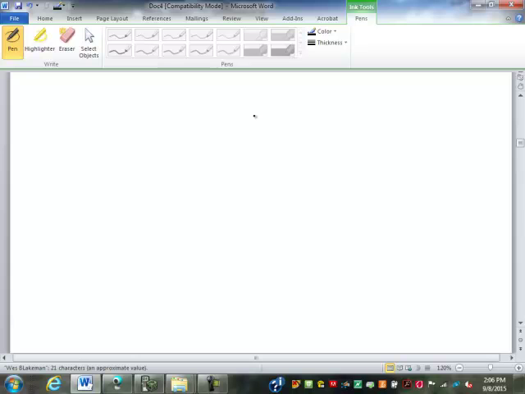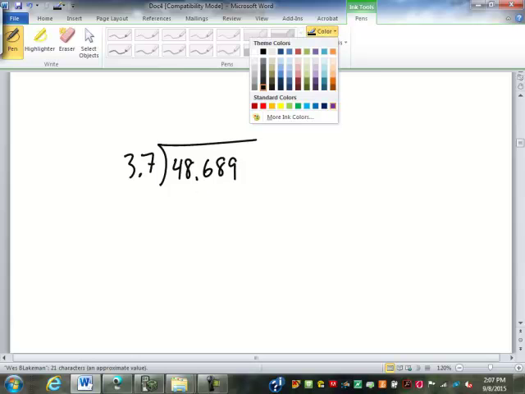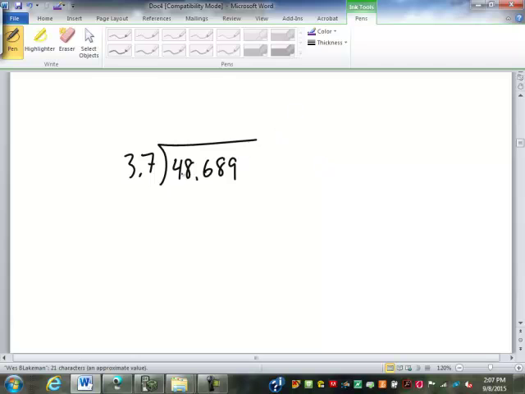Division. As we've discussed before, division is the one operation that has just been totally twisted and made totally unfamiliar. So this first example I'm going to show you is going to be the old way, the real way of doing division. Let's say I have something like 48.689 divided by 3.7.